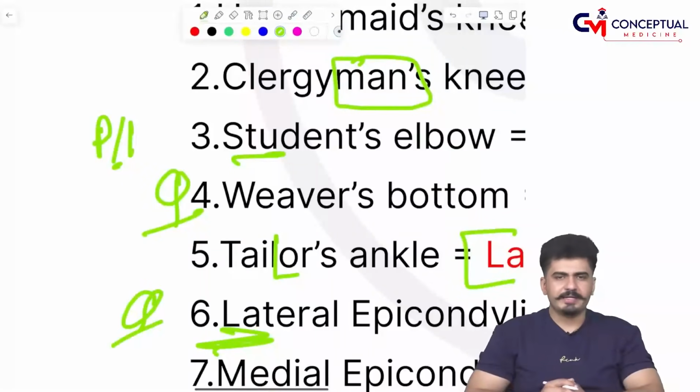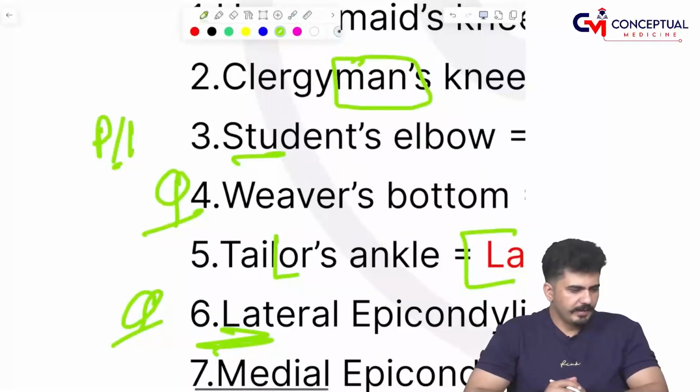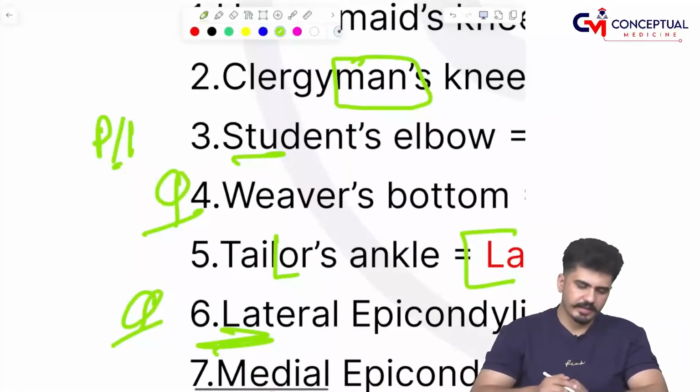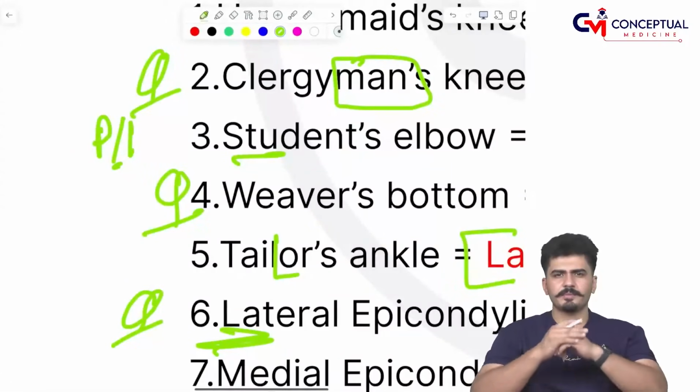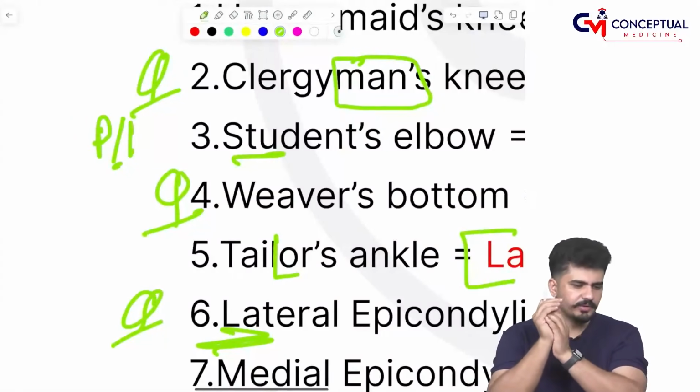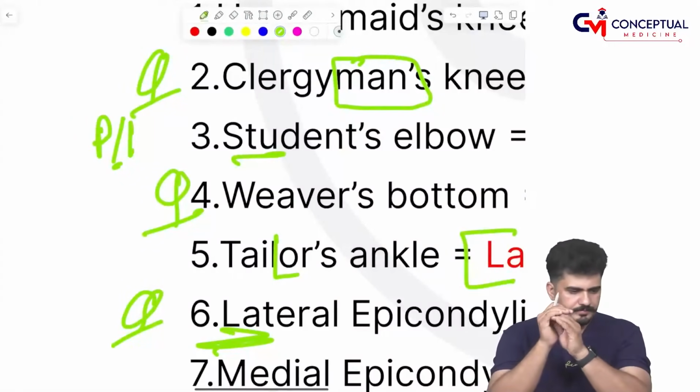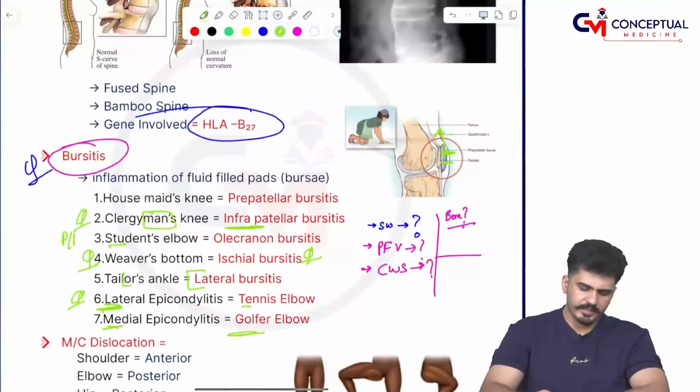Lateral epicondylitis, again an exam question. Lateral epicondylitis. Laterally you will play tennis, sir. Clergyman, sir. The next question is clergyman. Clergyman's knee is infrapatellar bursitis. Done and dusted, sir.